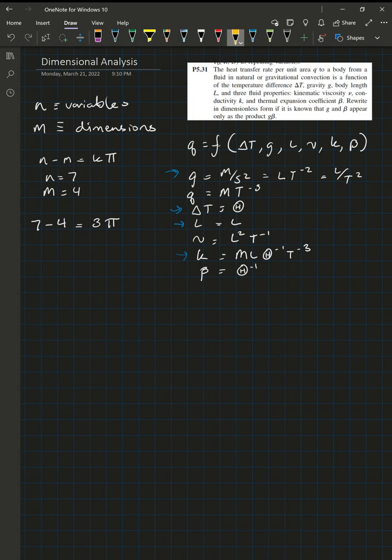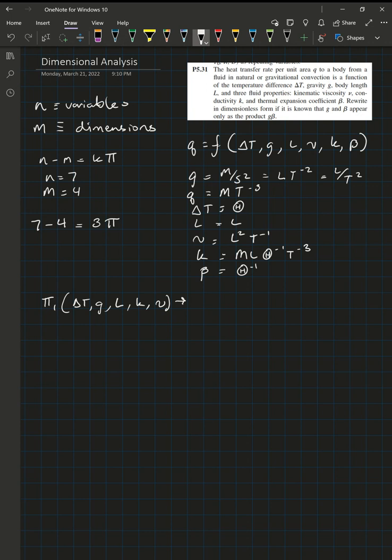So I'm actually going to start with kinematic viscosity here as the first of the three remaining variables to make up my first pi group. In order to start this systematic approach for creating dimensionless quantities, Buckingham Pi Theorem basically says we have pi group 1, which is made up of delta T, G, L, K, and then finally kinematic viscosity.